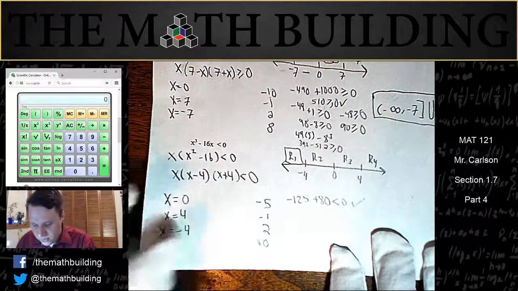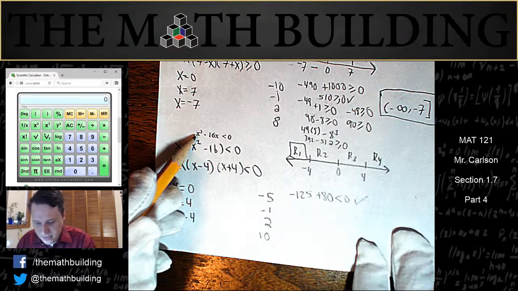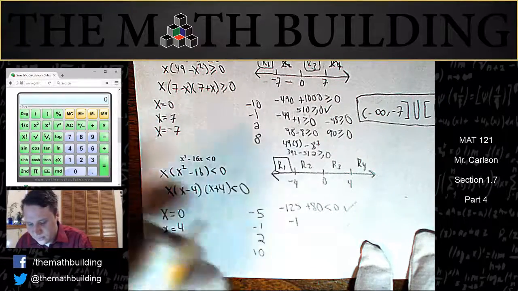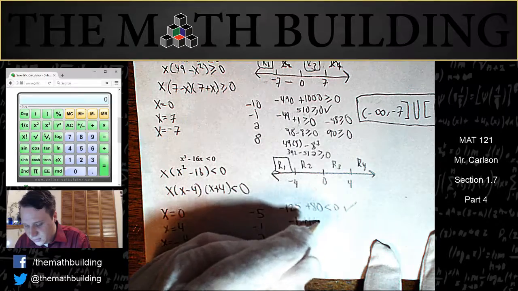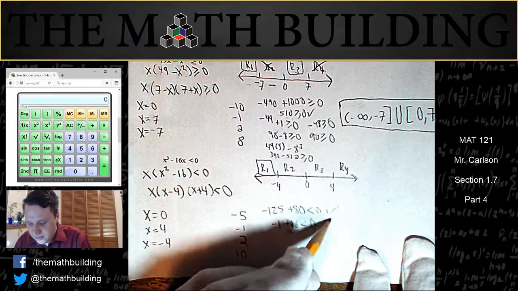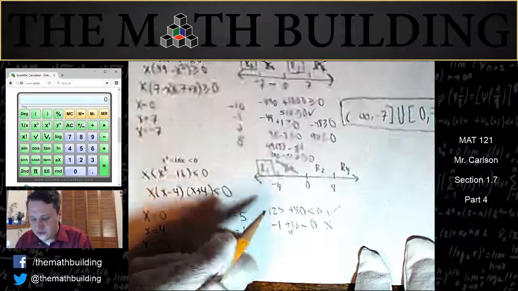Let's test region 2. Let's plug in -1. -1 times itself 3 times is -1. -1 times -16 is plus 16. And that will not be less than 0 because that equals 15. So we can eliminate region 2.